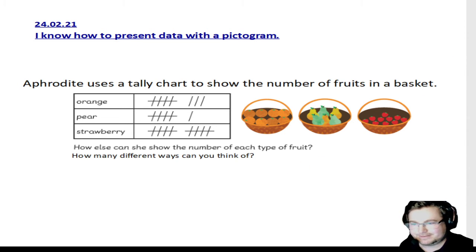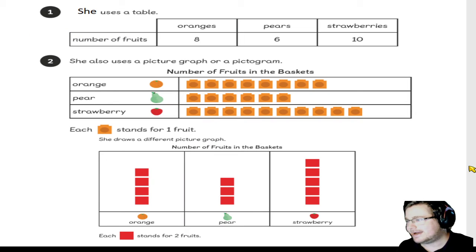Welcome back. I wonder if you thought about these ways. She uses a table, so just a standard table here. Number of fruits is the label here, and oranges, pears, and strawberries. So oranges, number of fruits, 8. Pears, number of fruits, 6. Strawberries, number of fruits, 10. So you could have used a table.